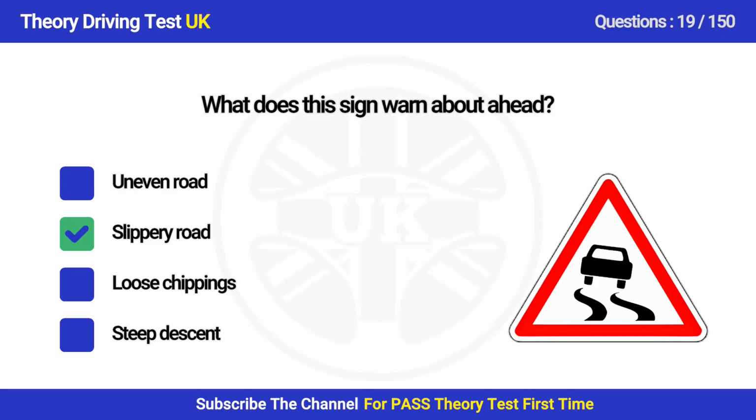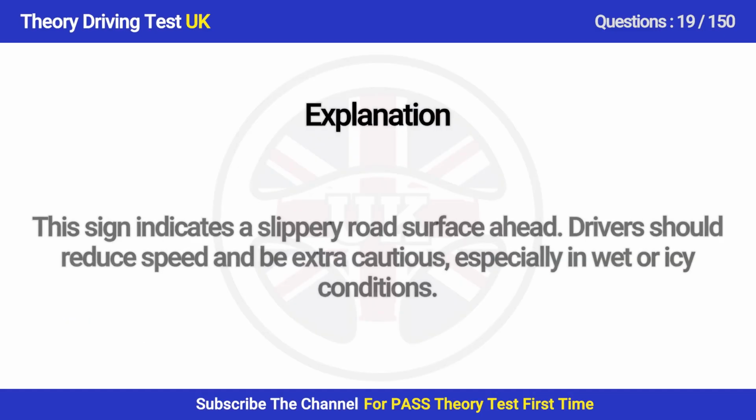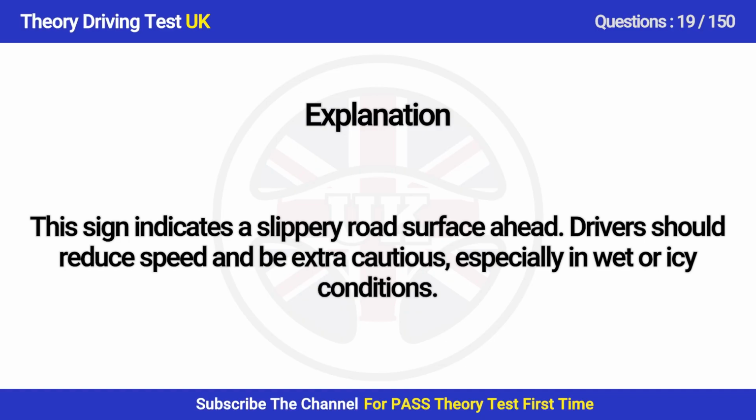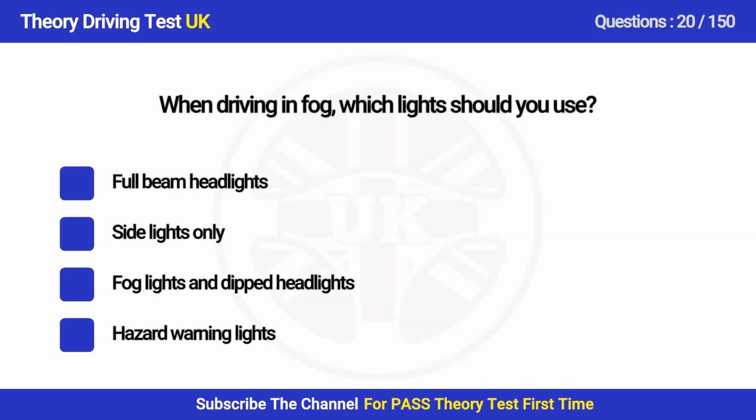Answer is B. Slippery road. This sign indicates a slippery road surface ahead. Drivers should reduce speed and be extra cautious, especially in wet or icy conditions. Question 20. When driving in fog, which lights should you use? A. Full beam headlights. B. Side lights only. C. Fog lights and dipped headlights. D. Hazard warning lights.